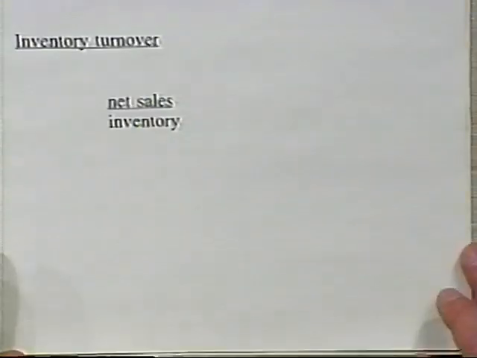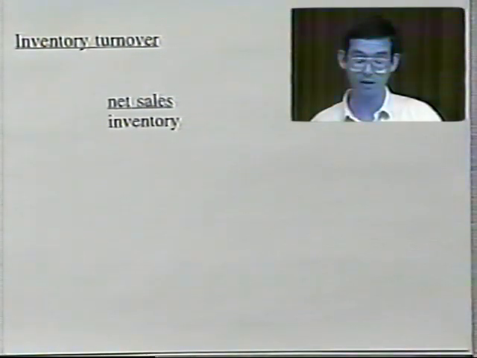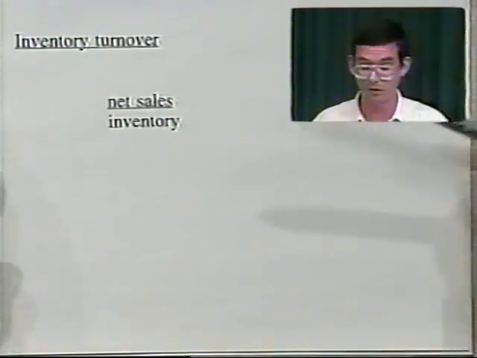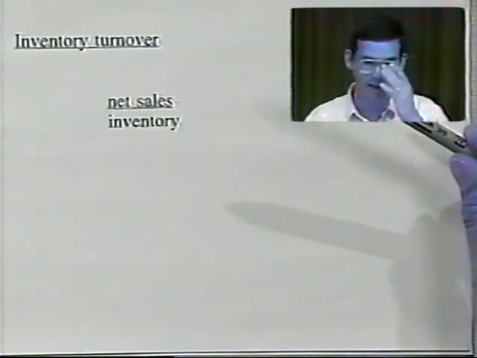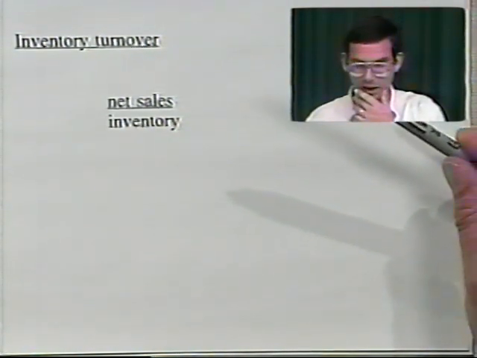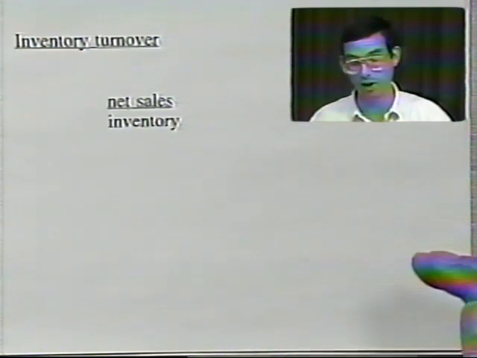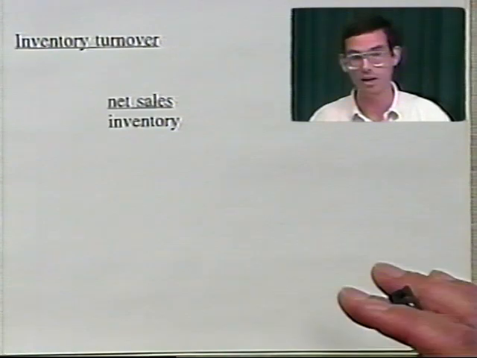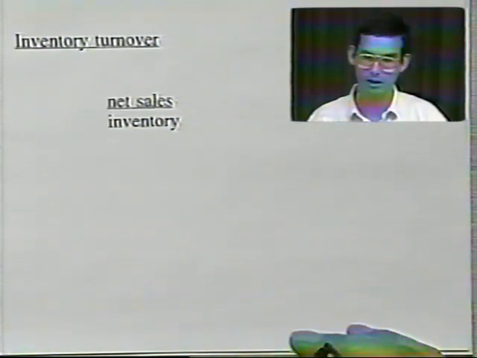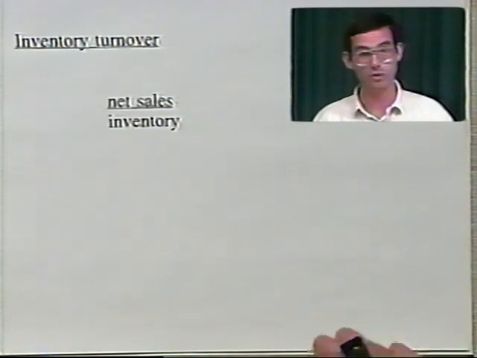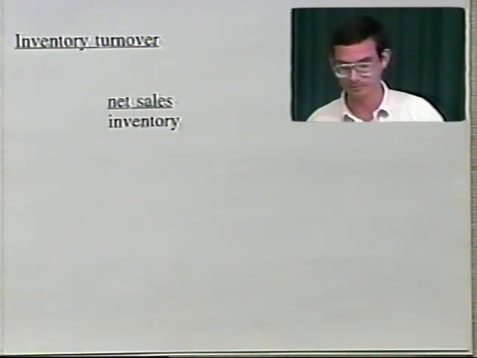Inventory turnover. What the inventory turnover does is measure how quickly the inventory is sold. And the value in doing so is it can tell an analyst whether the amount of inventory that the company has at a particular point in time is very large or very small. And the best way of judging this is with comparison to other similar companies.